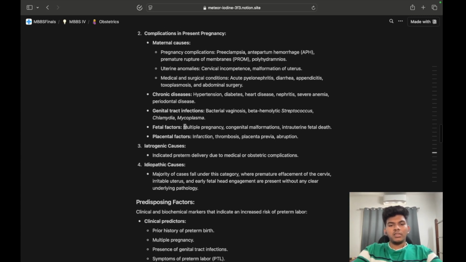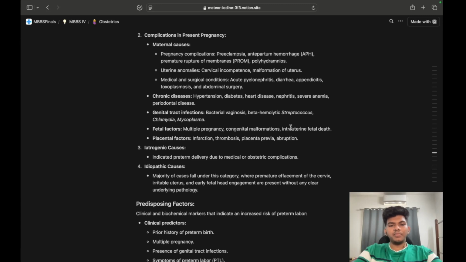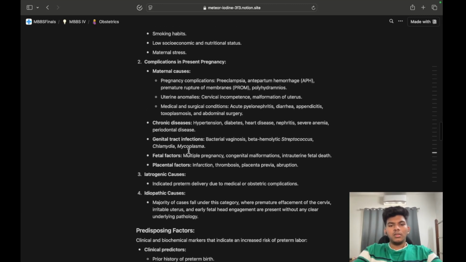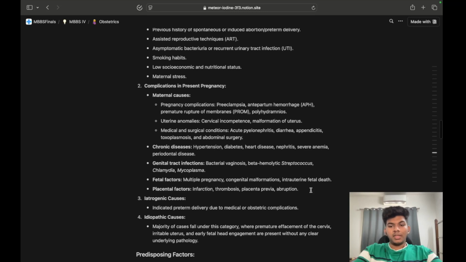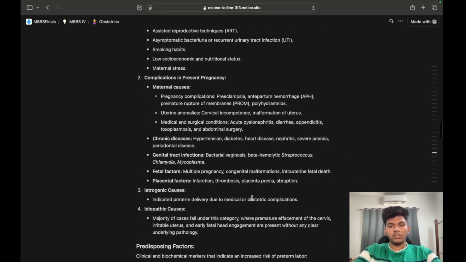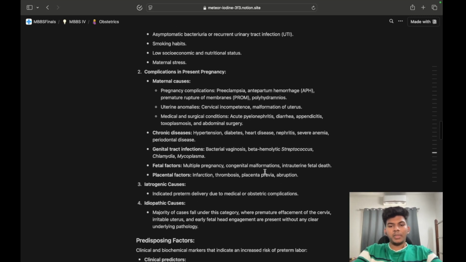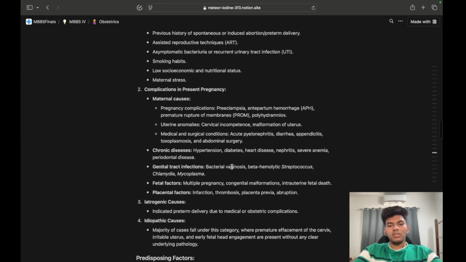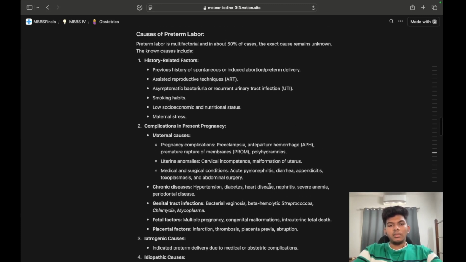Coming to fetal factors: multiple pregnancies, congenital malformations, intrauterine fetal death. And so intrauterine fetal death contributing to preterm labor. Let's not forget the topic at hand, the heading. Finally coming to the placental factors: infarction, thrombosis, placenta previa, and abruption. So all of these can lead to preterm labor.